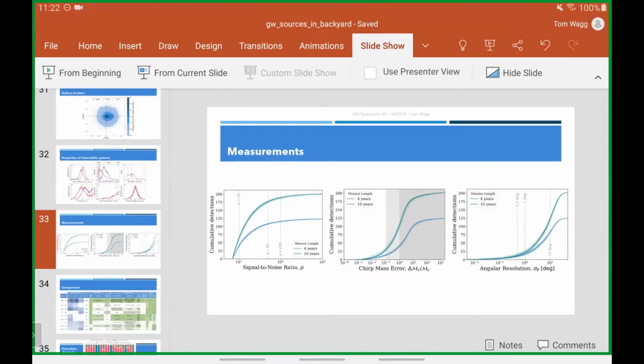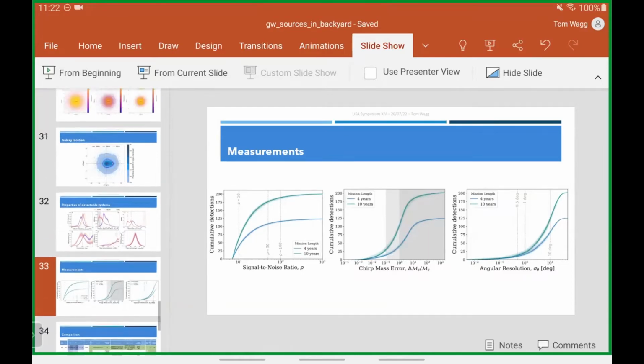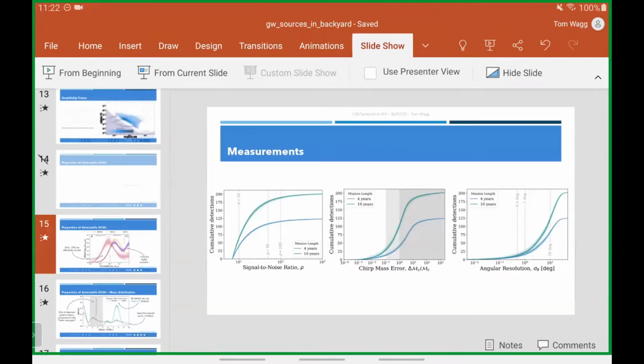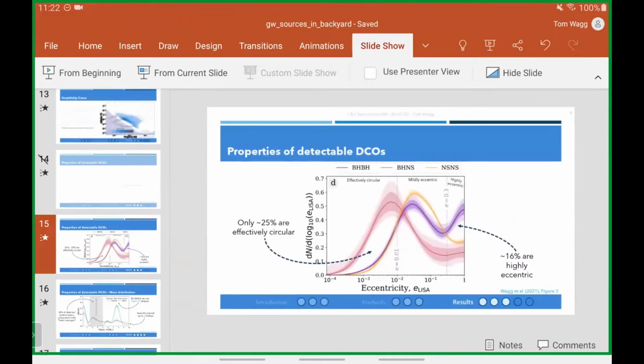Thanks, Tom. It was a really nice talk. I was wondering, what is the source of that kind of bimodality in the distribution of eccentricities for double black hole binaries? Got you. Yes, it's basically, it comes from the way the direction goes.